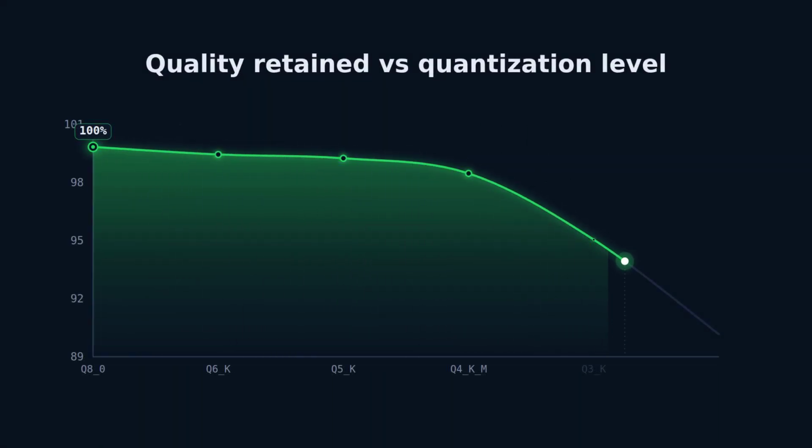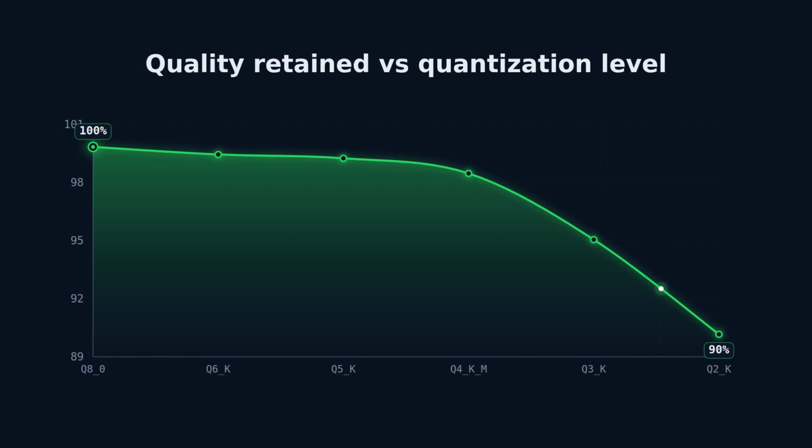At the top sits the 8-bit level, effectively indistinguishable from the original, but it barely saves you anything. Drop to 6-bit or 5-bit, and the quality is still near perfect for almost any use. Then comes the rung most people actually land on, 4-bit. It keeps roughly 97 to 99% of the original quality and cuts the size by about 3/4. Below that, the curve bends sharply. 3-bit shows real, noticeable degradation. 2-bit is an emergency measure for when a model simply won't fit any other way.